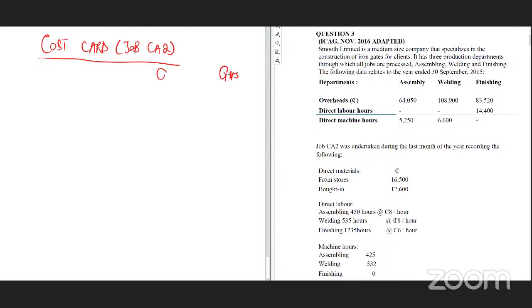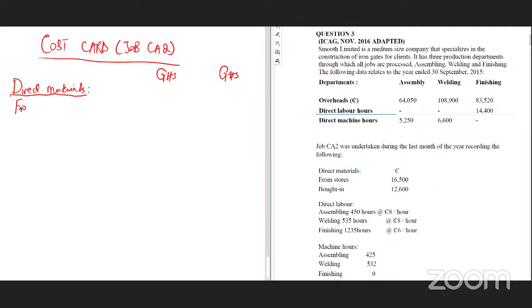So let's get all the details for job CA2. I prefer we work in total, then we go and get the per unit. So first of all, we need direct materials. Direct materials have some opening stock and some purchases during the year. So we had direct material from stores, that means opening stock, and the one that you bought in this period.